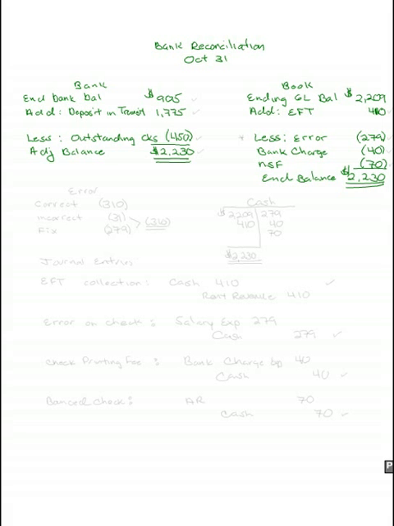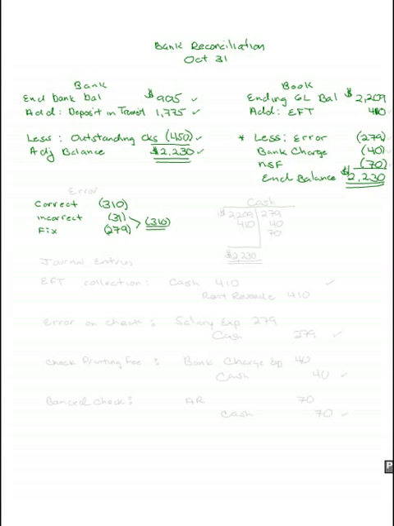I got $2,230 on both sides. The only thing that might have been tricky was that error on the check. The correct thing to have done on that was to subtract $310. The incorrect thing was we only subtracted $31. So what we need to do to fix that is to subtract another $279. So between them, we will have reduced our checking account for the correct amount, $310. We have the bank's balance, a deposit in transit, outstanding checks, leaving an adjusted bank balance of $2,230.